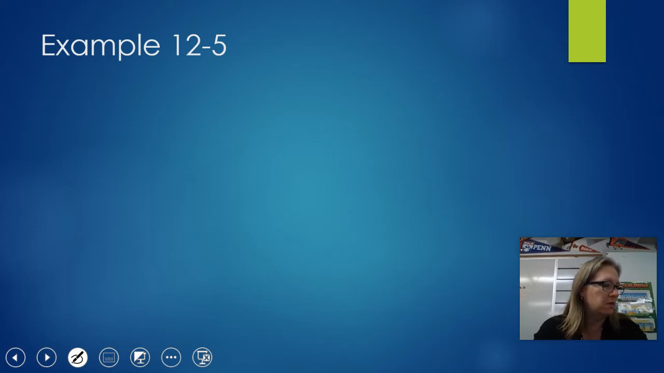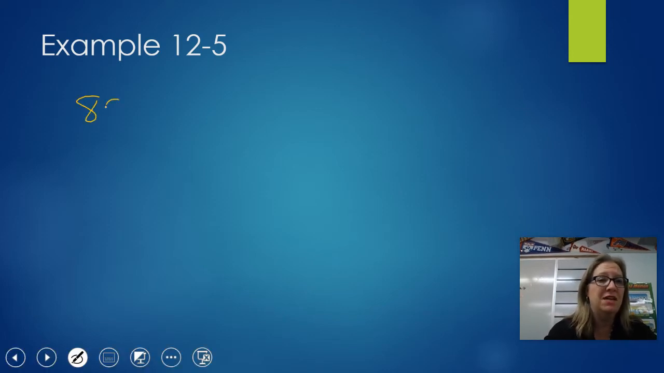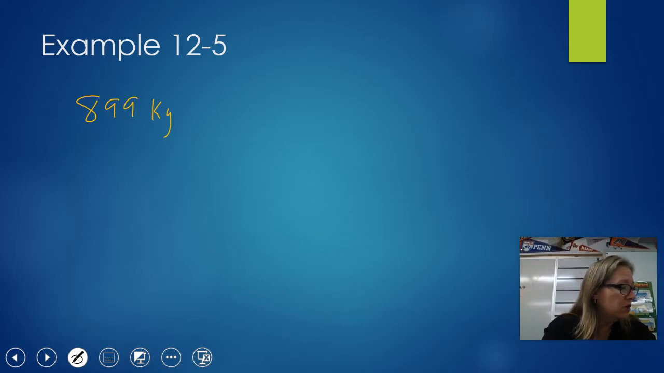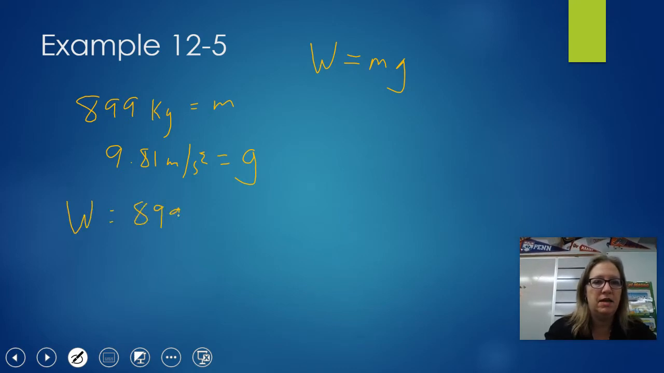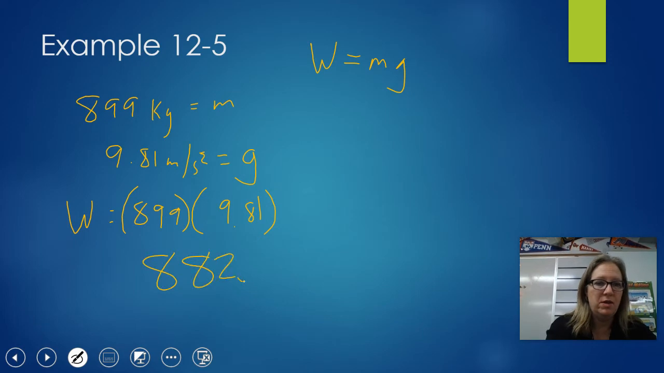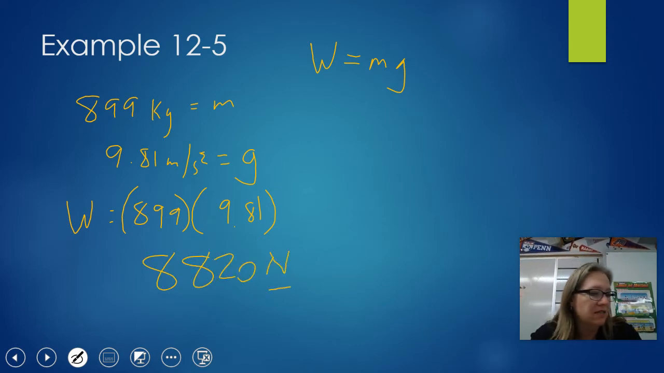If you look on page 285, we've got example 12-5. It says the Mars rover Curiosity, which landed on the red planet in 2012, has a mass of 899 kilograms. What is Curiosity's weight on Earth? That's its mass, not its weight. We're going to use W equals M times g. This is our mass. The book uses 9.81 meters per second squared as our gravitational acceleration, so that's our g. W is going to be 899 times 9.81, and that gives us 8,820 newtons. That would be Curiosity's weight on Earth.